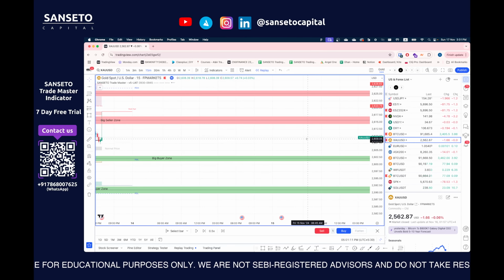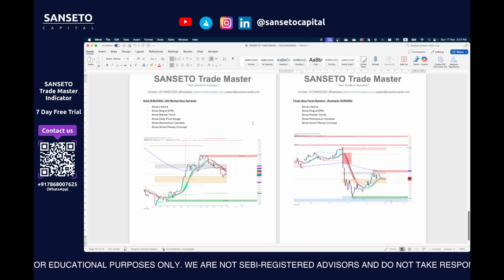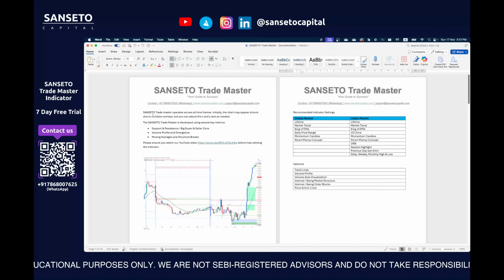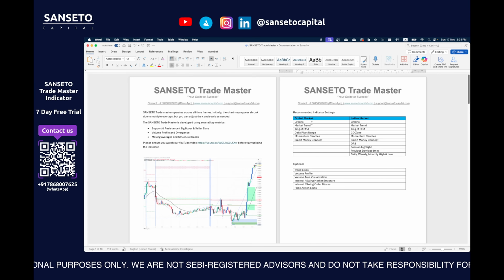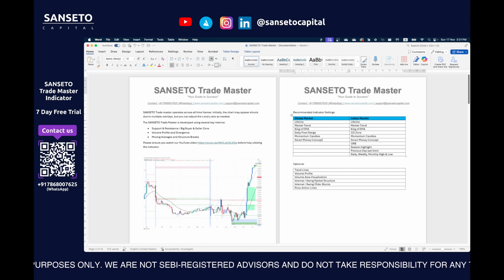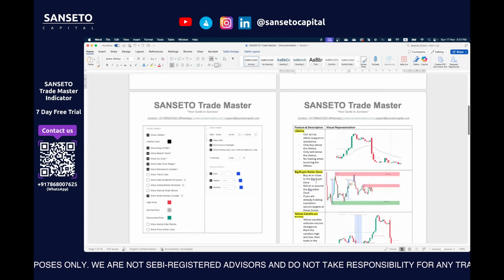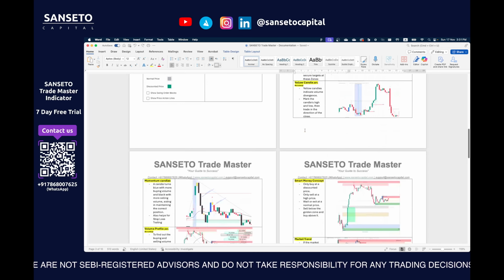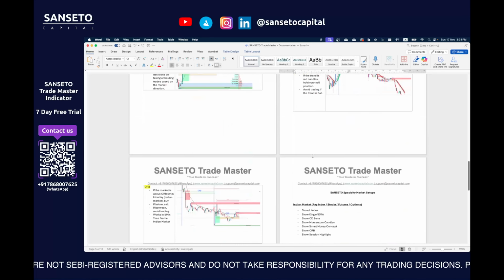How to do these settings and stuff? We have created a clear documentation wherein this documentation will help you to understand what SANSETO Trade Master is, what are the indicator settings available for global market and Indian market, and what are the optional settings available, how to enable and disable these settings, each feature, what is the main purpose, and how we have to understand the features. So you can see those kind of details in the documentation.